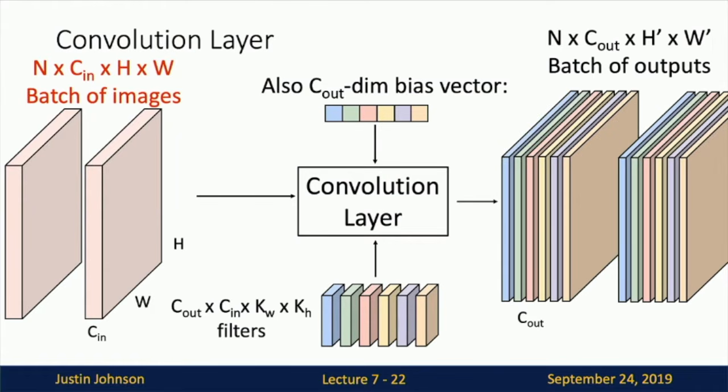And then the output will always have the same batch dimension because this convolution layer processes each element in the batch independently. And now the output will have a channel dimension Cout, and the Cout channel dimension might be different than the Cin channel dimension. And the output will, of course, also have some new spatial extent, H prime and W prime, which might be different from the spatial extent of the input image. Is this operation of what's happening inside the convolutional layer clear?